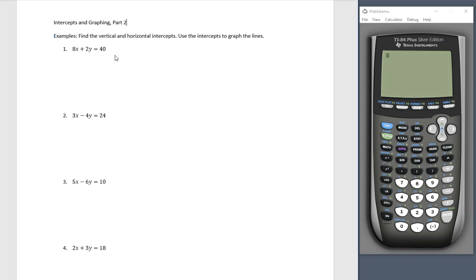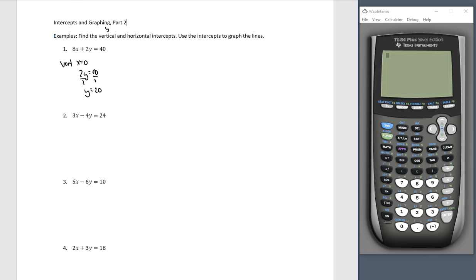So let's look at not the word problems, just some generic equations. I find the vertical and horizontal intercepts, and use the intercepts to graph the lines. Okay, so if I want to find the vertical intercept, the y-intercept, I'm going to let x be 0. So when x is 0, I end up with just 2y equals 40. Divide by 2, I get y equals 20.